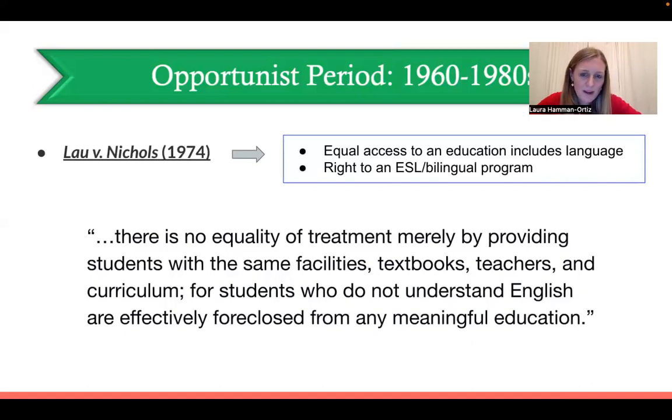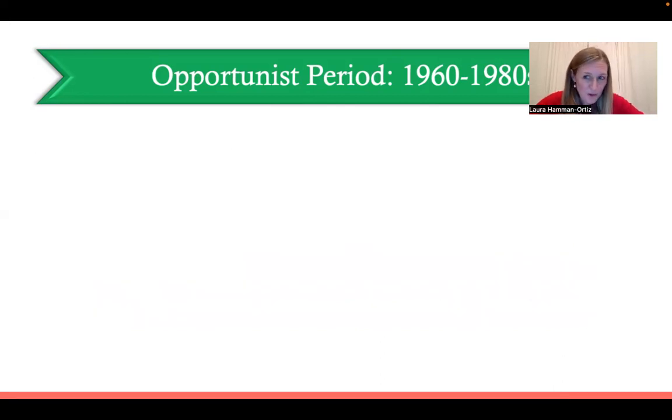And this was a quote from the Lau versus Nichols case that I think embodies what it was all about. They said there was no equality of treatment merely by providing students with the same facilities, textbooks, teachers, and curriculum, for students who do not understand English are effectively foreclosed from any meaningful education. So really making a strong case for bilingual education, but also ensuring that teachers are providing students with access to education. That's a really important one to know.